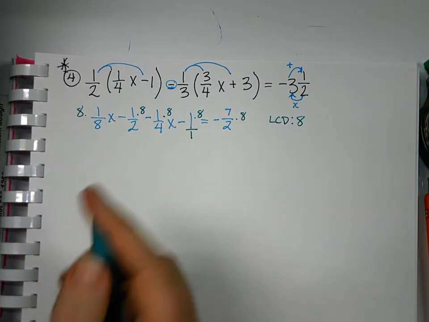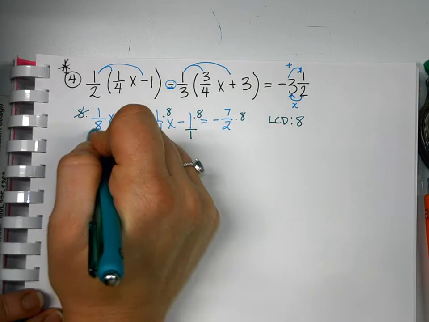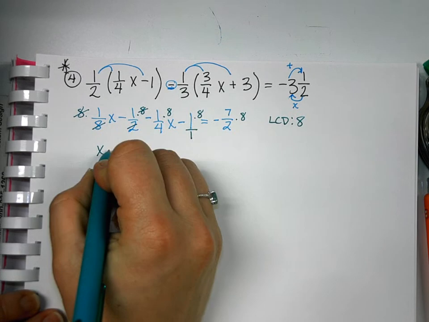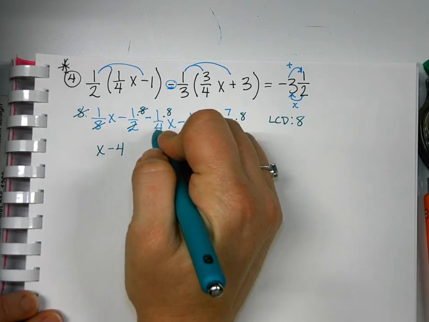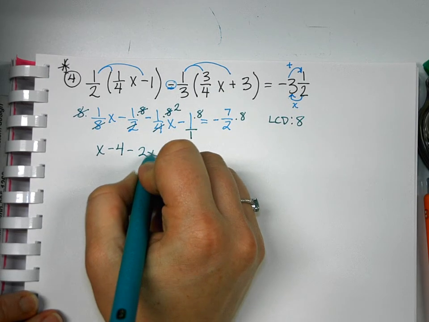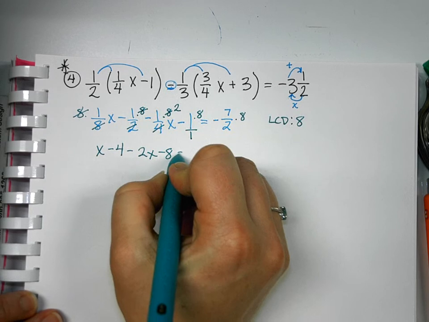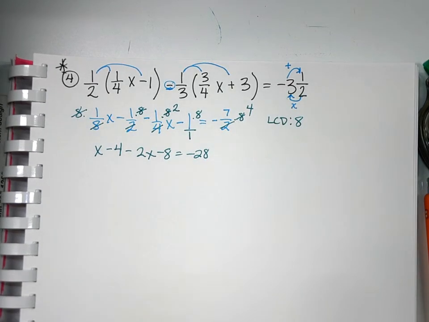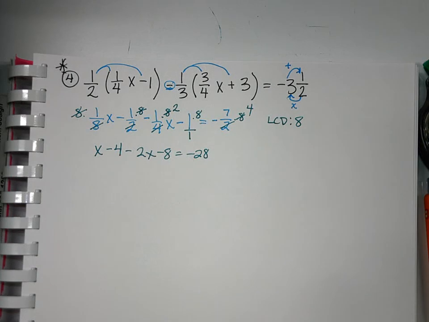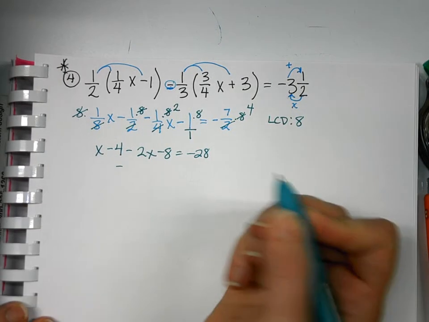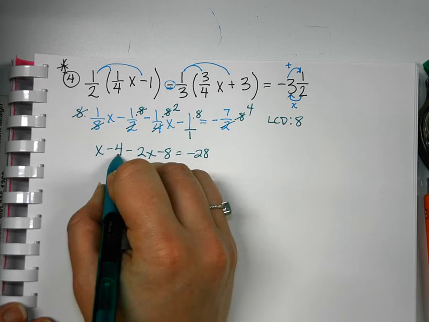So when we multiply 8 by 1/8, they'll cancel, leaving just x. 1/2 times 8 will end up giving me negative 4. 8 times 4 will give me negative 2x minus 8. And we get it equals negative 28. So now this is an equation with no fractions, something we can easily combine and solve for x. So 1 minus 2x will give me negative x. Negative 4 and 8 is negative 12.